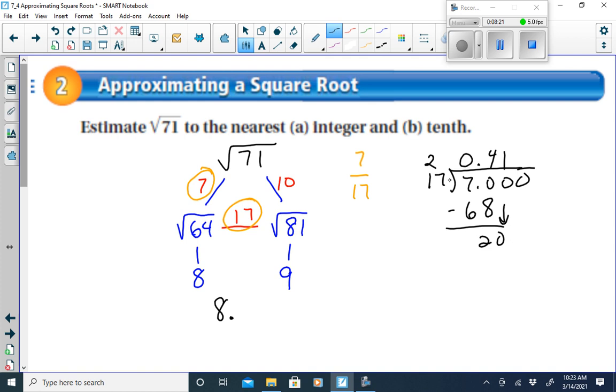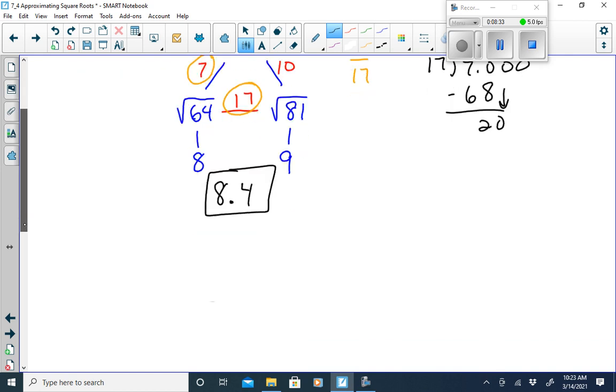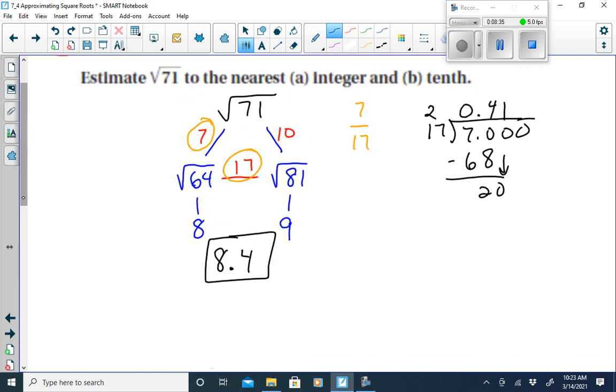So we get about 4/10, which means that an approximation for the square root of 71 is going to be about 8.4. Alright? And that's how we would approximate the square root of 71. We use the ratio that we create by finding the differences here.